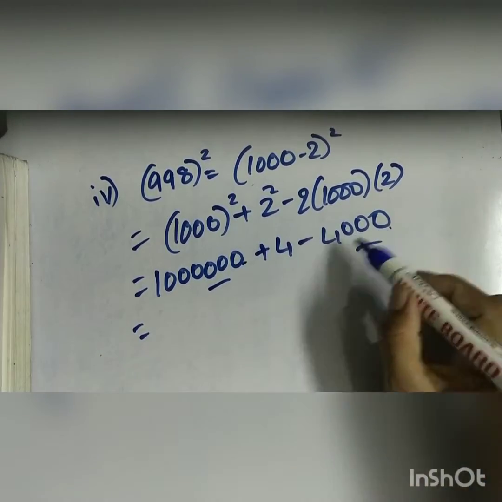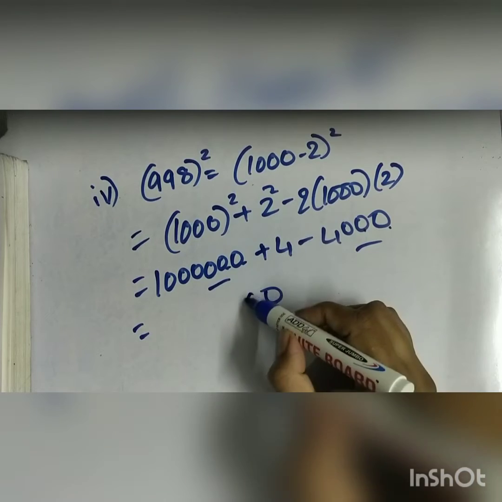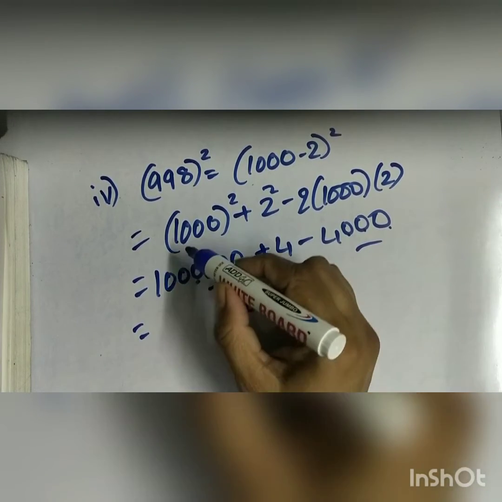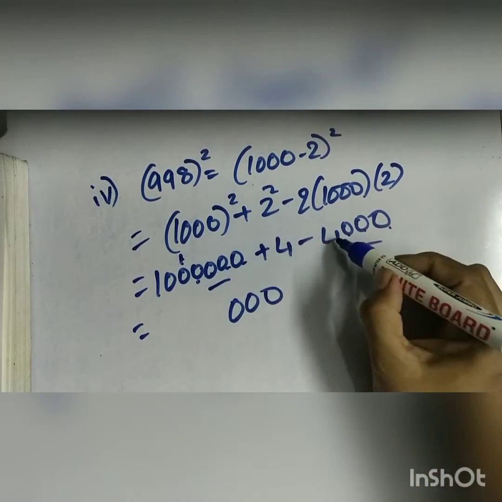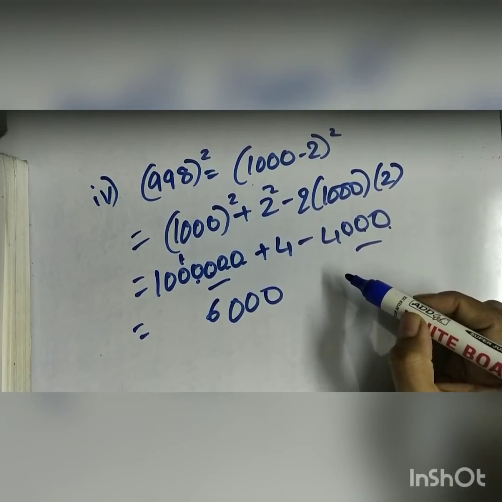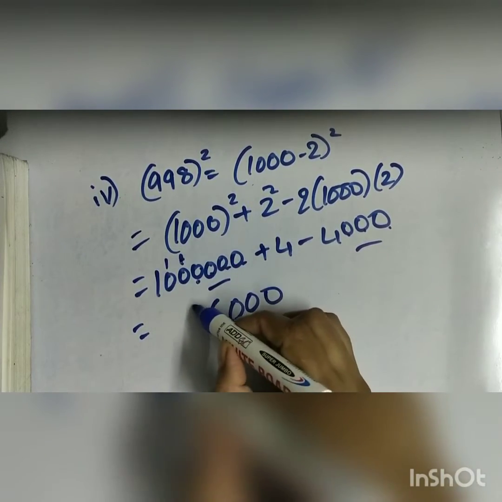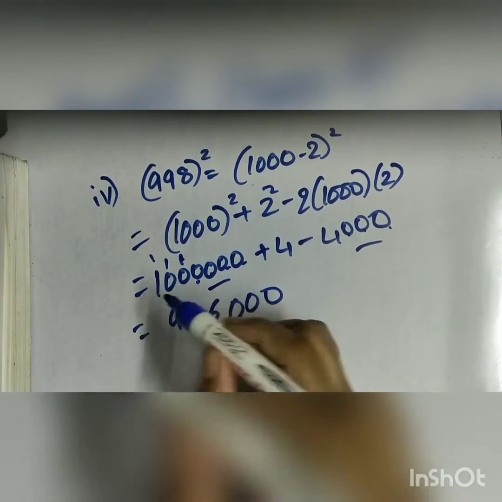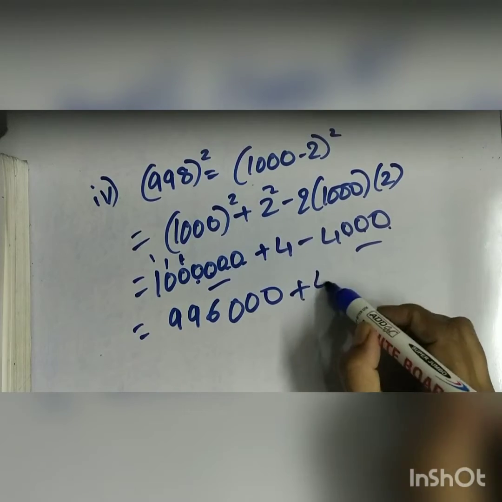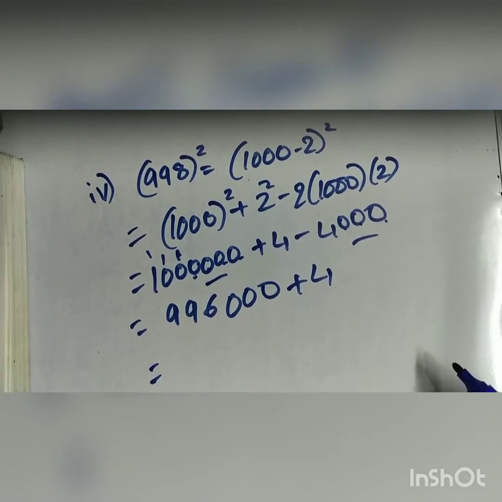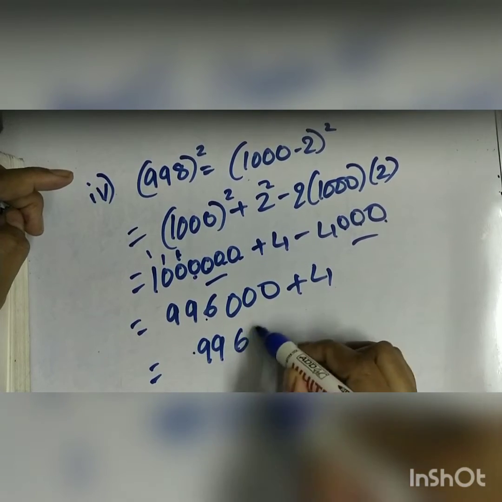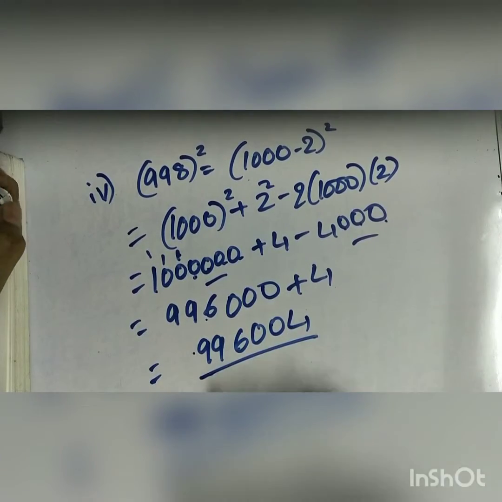So 0 minus 0, 0, 0 minus 0, 0, 0 minus 0, 0. So we have this, so we'll borrow here. 10 minus 4 is 6. 10 minus 1 is 9. Further 10 minus 1 is 9. Here 1 minus 1 is 0, plus 4. So when I add it, 99 lakhs 6,004 is the final answer.